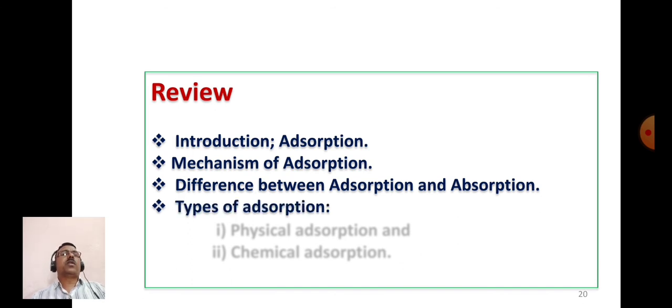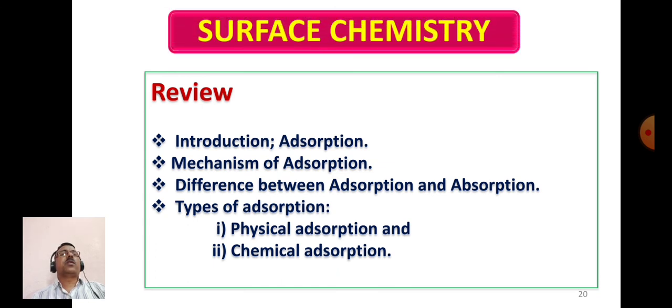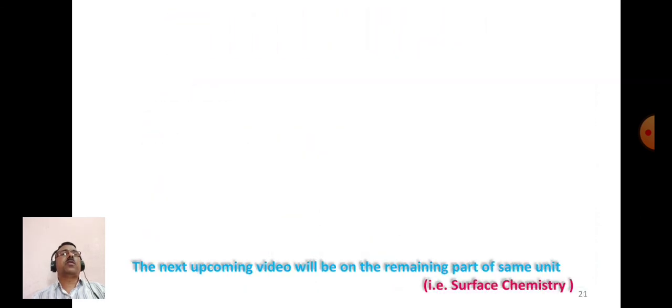Then we have studied here the types of adsorption, positive adsorption and negative adsorption, but these are not in our syllabus. Only physical adsorption and chemical adsorption are in our syllabus. So in this way we have completed the half chapter of surface chemistry. The remaining part of this unit will continue in the next video. Our next video will be on the remaining part of the same unit, that is surface chemistry.